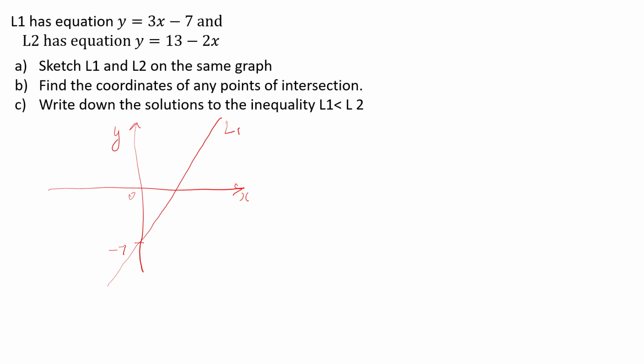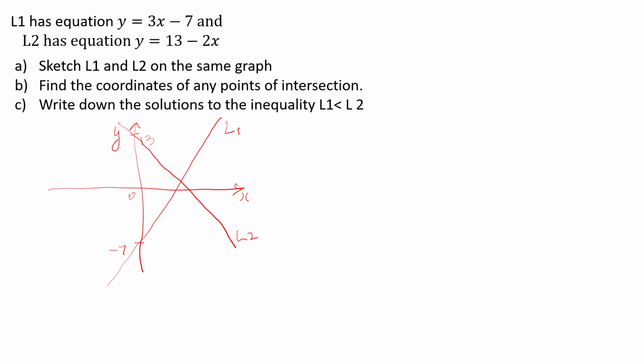Now line L2, the y-intercept is positive 13. And the gradient is negative 2. It's like this way. Then label it L2. That's the first part. Second part, find the coordinates of any points of intersection.